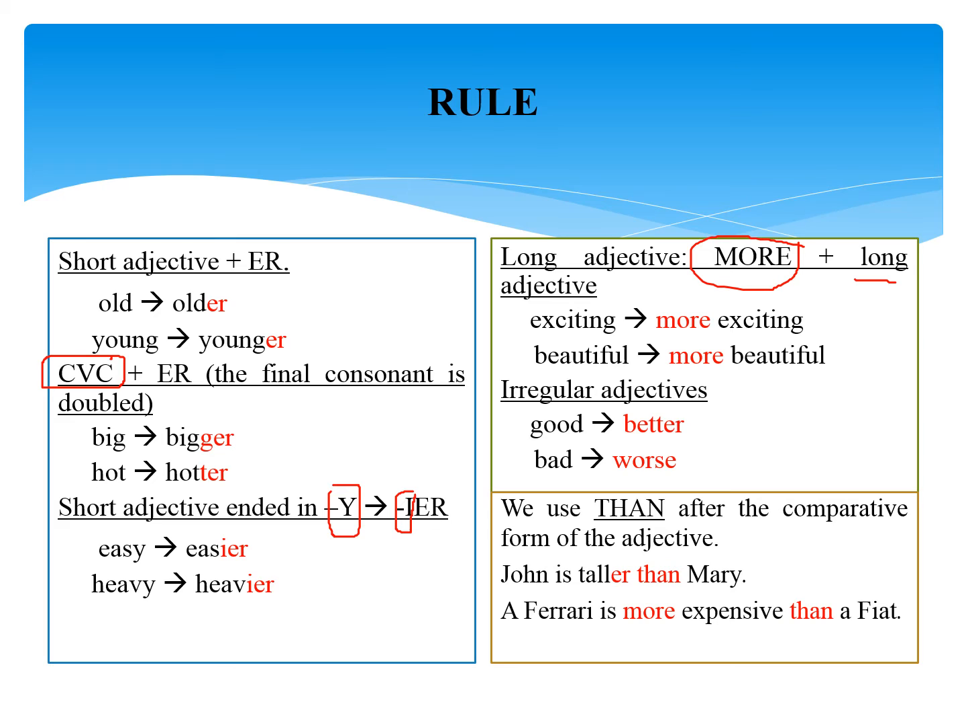So John is taller than Mary. Here we are comparing John and Mary, and we are using the adjective tall. So John is taller than Mary. A Ferrari is more expensive than a Fiat. Here we have more, and then the long adjective, and here we have than a Fiat. So this is the rule for comparative adjectives.